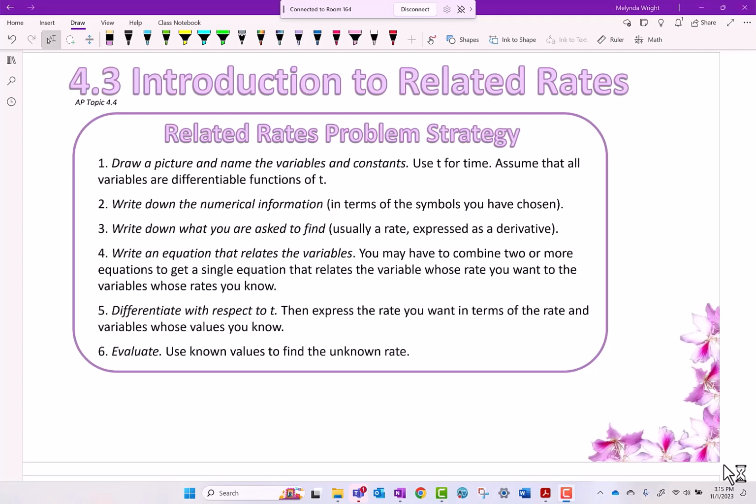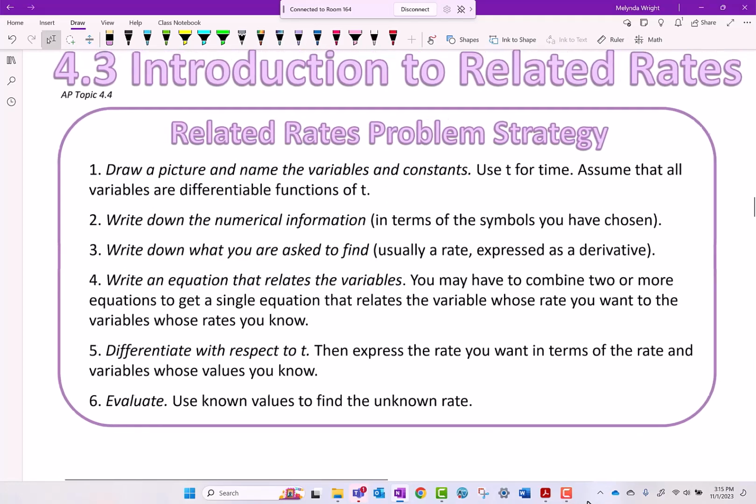All right, let's take a look at our lesson for today. We are going to be looking at related rates. Related rates are word problems, and word problems aren't necessarily students' favorite thing. A lot of students find these a little difficult, so let's walk through the process.